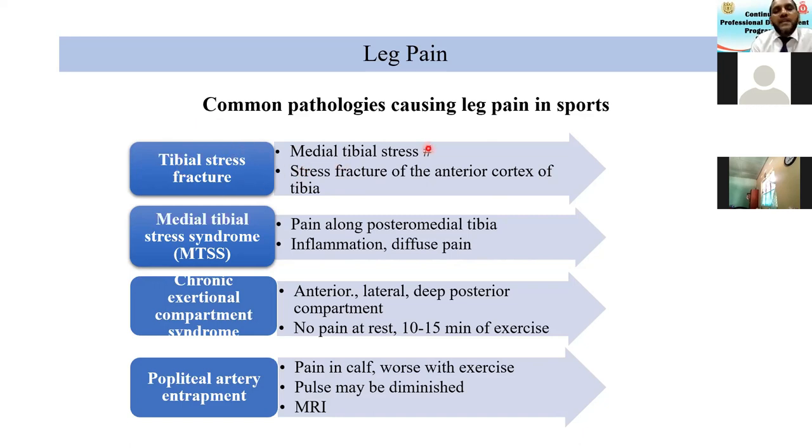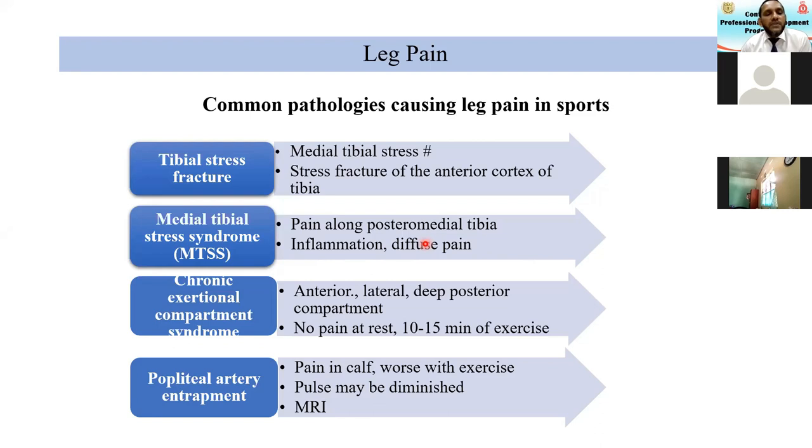For stress fractures, there are two types, mainly the medial tibial stress fracture and the stress fracture of the anterior cortex, which is more vulnerable to non-union. In some cases, fixation is recommended. Medial tibial stress syndrome is pain along the posteromedial tibia. It's a diffuse, inflammatory type pain due to the attachment of the muscle. It's activity-related pain, usually with activities, gradually reducing with activity, and the pain recurs the next day morning. With stress fractures, usually the pain starts at the beginning and continues to increase, and the patient will stop at one point.